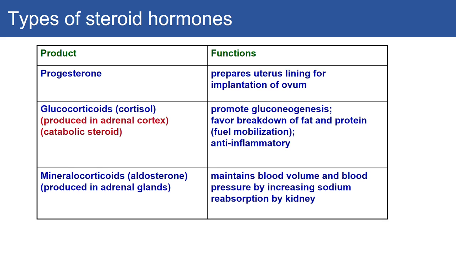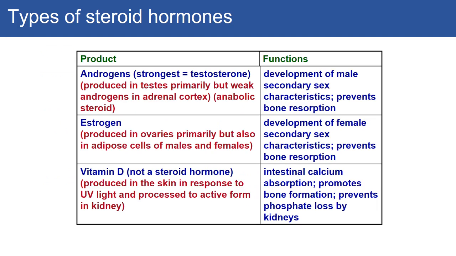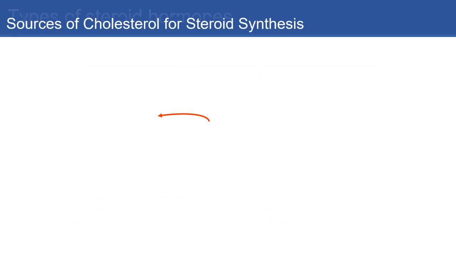We have estrogens, androgens, and vitamin D. Androgens are things like testosterone, the development of male secondary organs. Estrogen, the development of female secondary sex characteristics and organs. And vitamin D, which is used to promote bone formation, phosphate loss by kidneys, and promotes intestinal calcium absorption. So those are general categories.